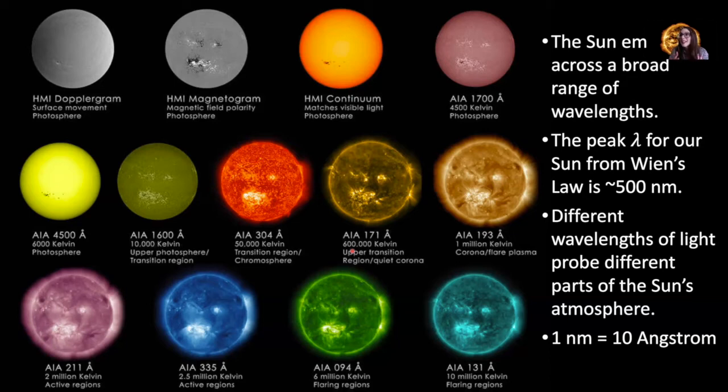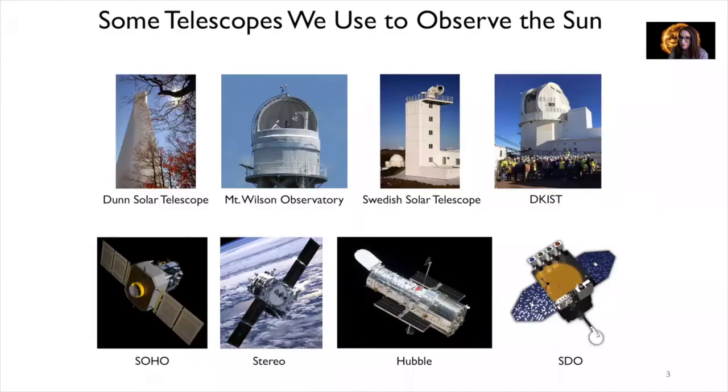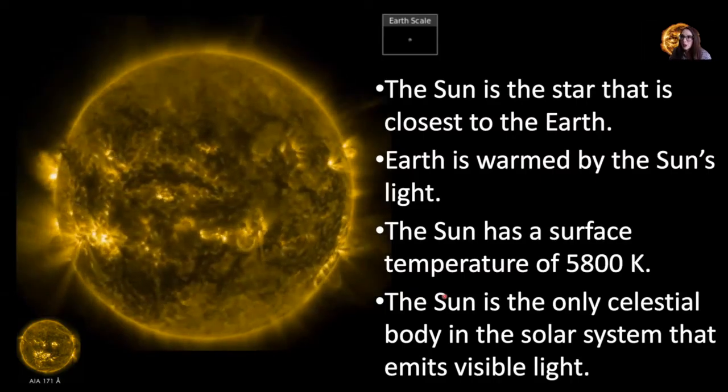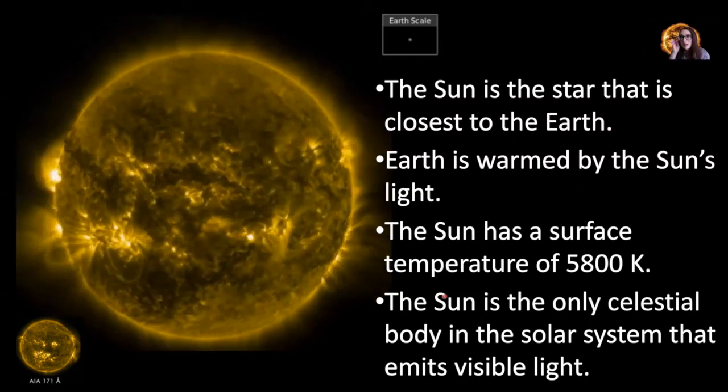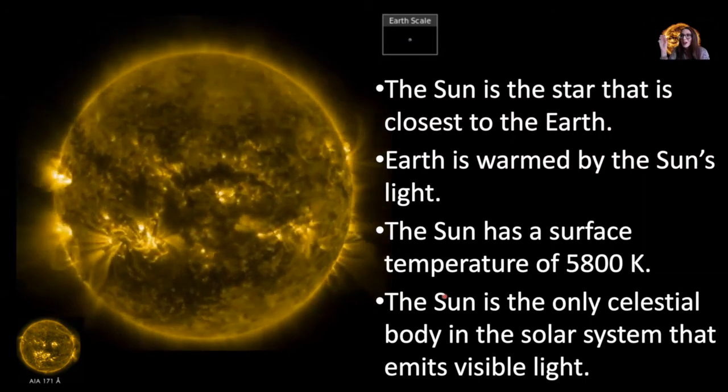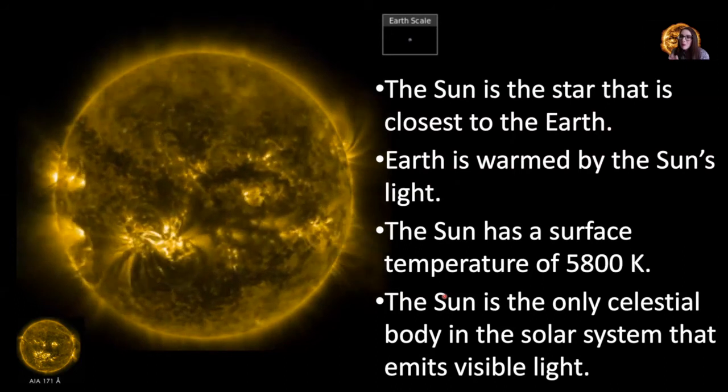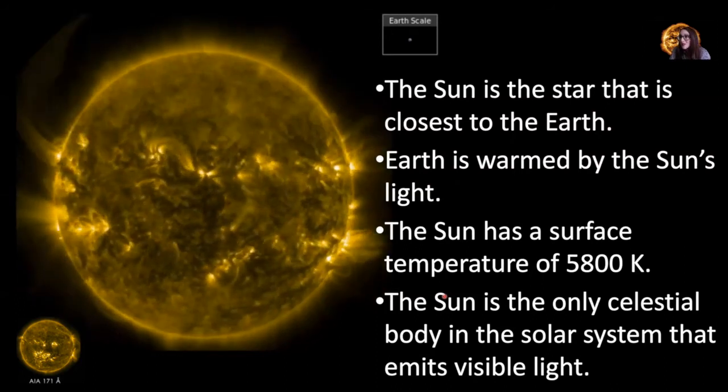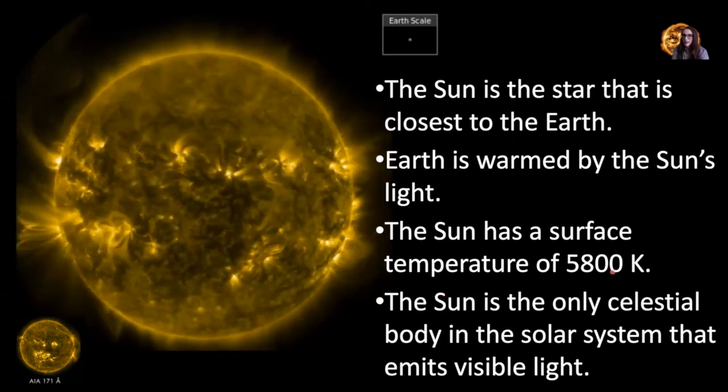But again, the sun is emitting light across a broad range of wavelengths. And different wavelengths of light probe different parts of our sun's atmosphere, which again, we're seeing by looking at different wavelengths of light right here in this image. The sun has a variable temperature. It's much hotter in its interior than it is at its surface, and then it gets hotter again above the surface. But the sun's surface temperature is 5,800 Kelvin.